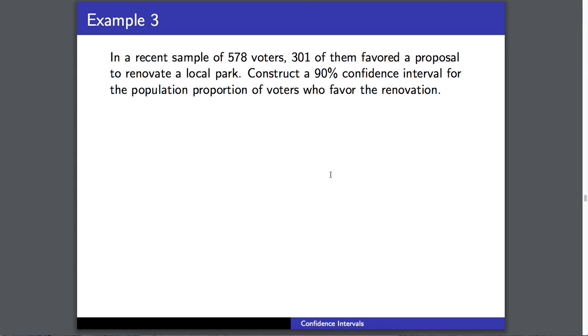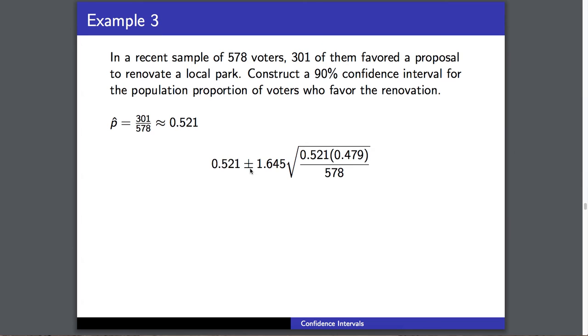So I'll show you how to do this by hand, and then we'll see the computer Python program in action as well. So our probability of success is 301 out of 578, which is 0.521. So that's what we're going to use as our sample proportion, our point estimate here, this 0.521. And then plus or minus, a 90% confidence interval has a z alpha over 2 value of 1.645. So 90% confidence interval is 1.645 standard deviations from the mean.